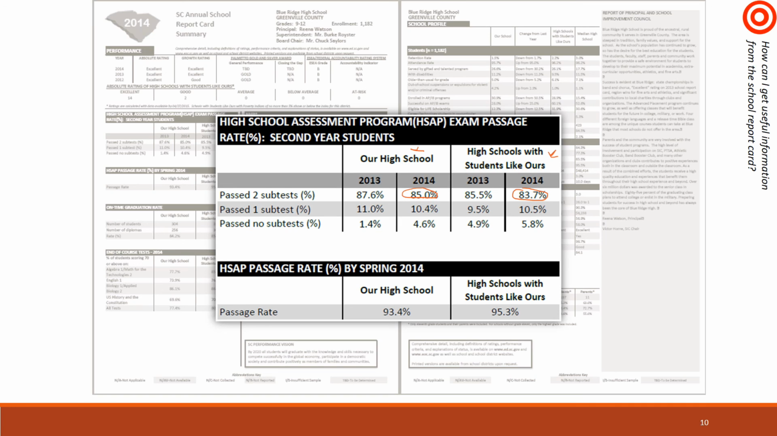And you can see that from 2013 to 2014, that number went from 87.6 down to 85. Schools like ours went from 85.5 down to 83.7. The next line here is those who passed one or the other of the 2 tests, either the math or the English, but not both. And then here those who didn't pass either test when they took it. Now this number looks very large, 4.6%, but remember by this point, students knew that this wasn't going to be a graduation requirement, so there wasn't nearly as much pressure to do well on that, and a lot of students just didn't take it very seriously.